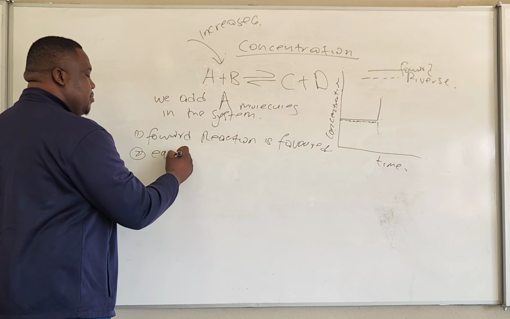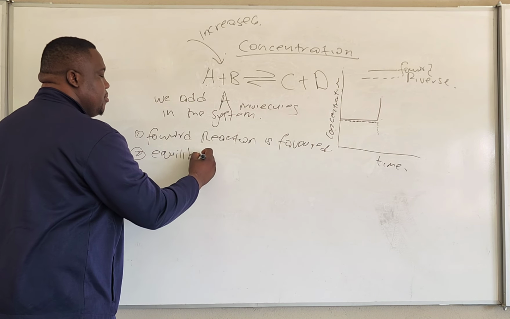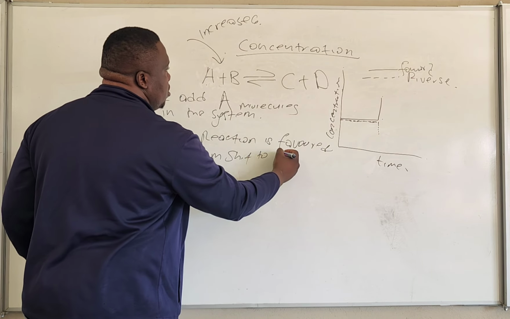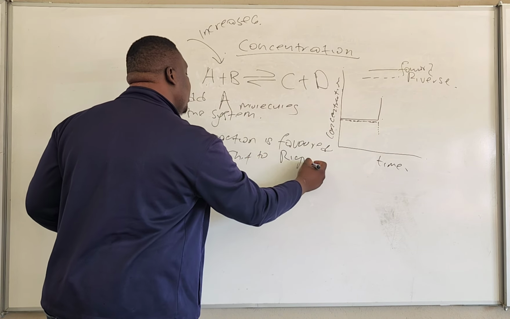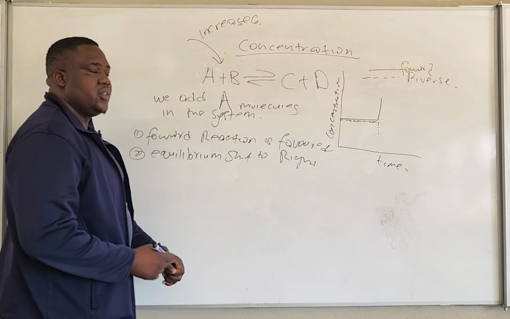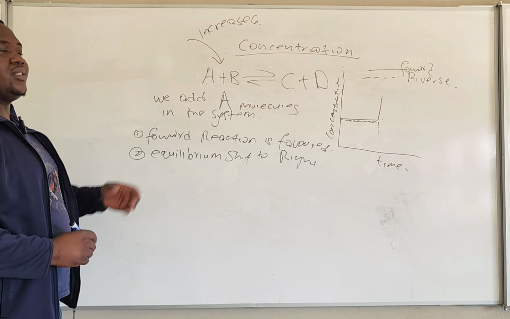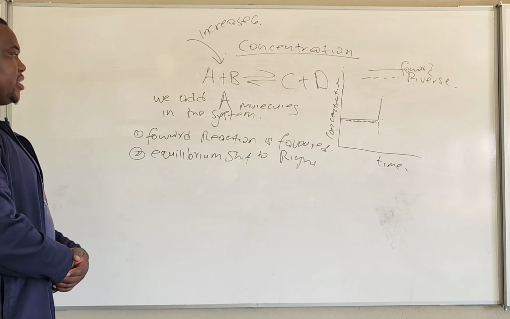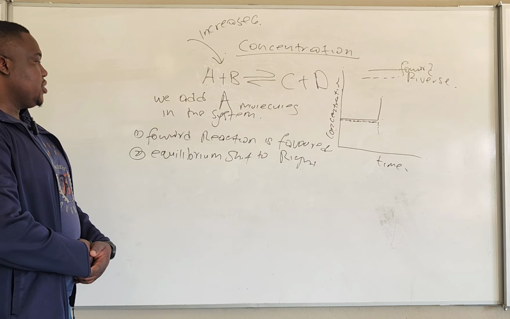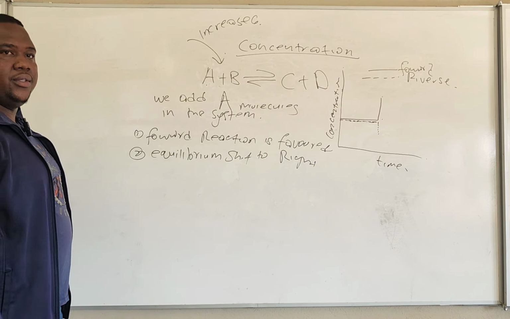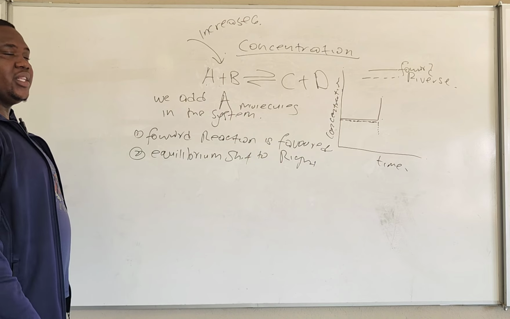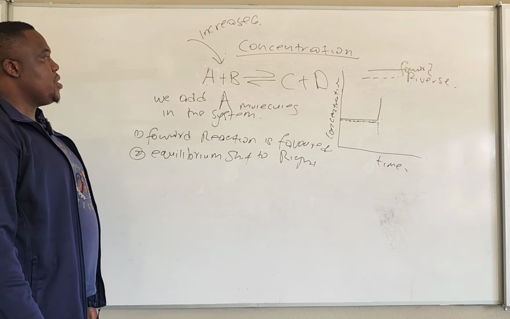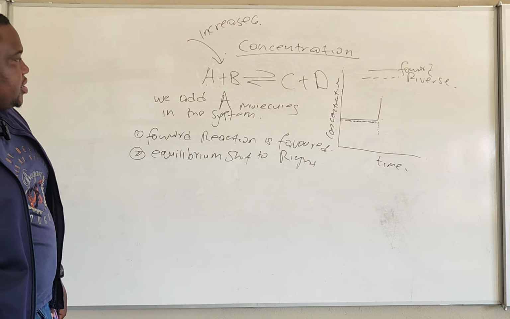Then equilibrium shifts to the right. It will go this side. You understand? That's how we can explain that one. This one of concentration is not complicated. Forward direction is favored. You understand? So that we get rid of what? Of A. That's how we explain this reaction.